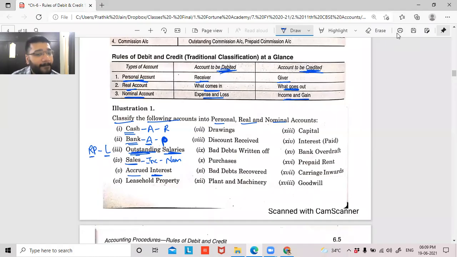Representative personal account. This is an asset. Why it is an asset, I'll explain in detail when I do chapter number 8. Just as of now, remember this is a special case, so we treat it as a representative personal account.